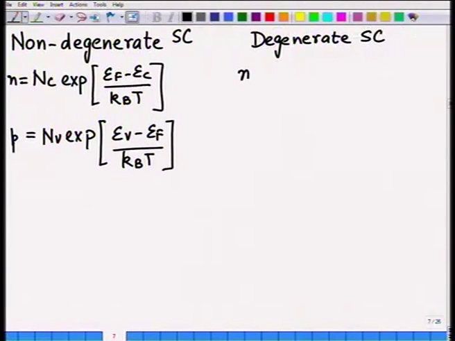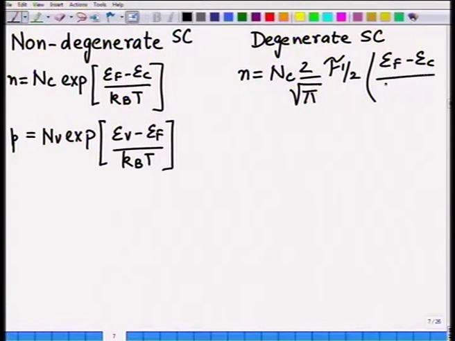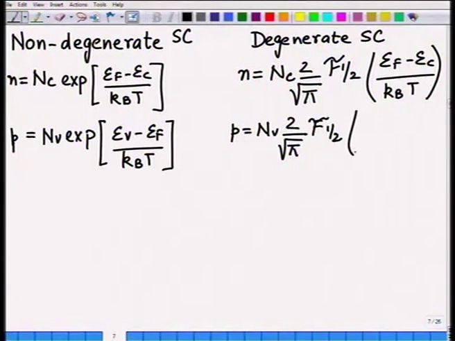Otherwise, here n is equal to Nc times 2 by root pi times the Fermi-Dirac integral of order half, and if you wish, I can write this as a function of (EF minus Ec) by kBT, that is, a function of eta c. So, I have substituted eta c in there, and p is equal to Nv times 2 by root pi times the Fermi-Dirac integral of order half for (Ev minus EF) by kBT. All right, so these are the formulas.